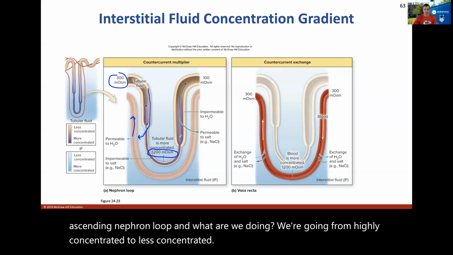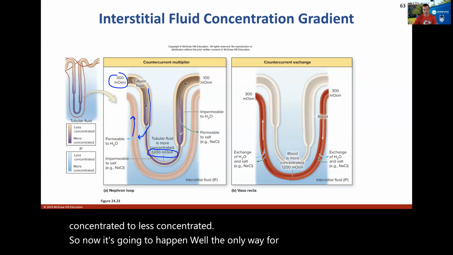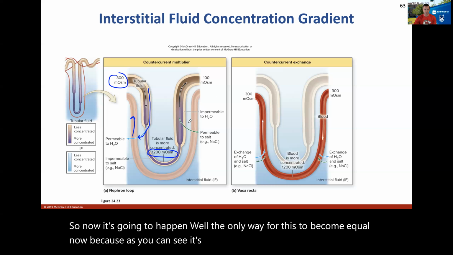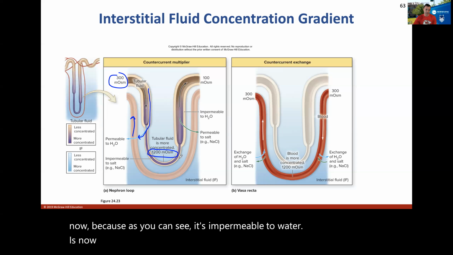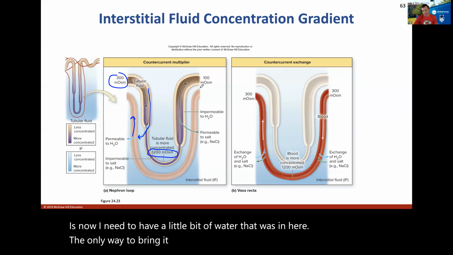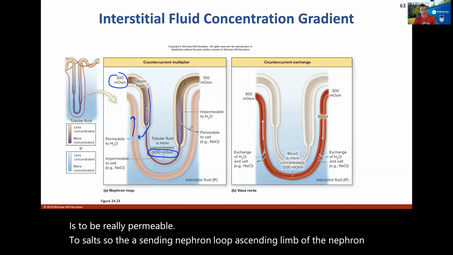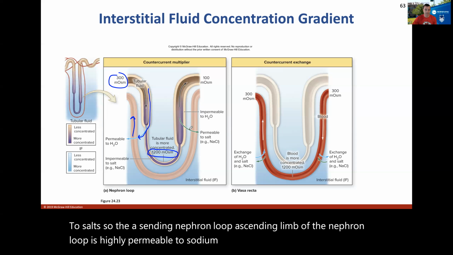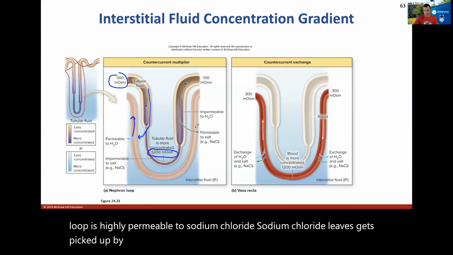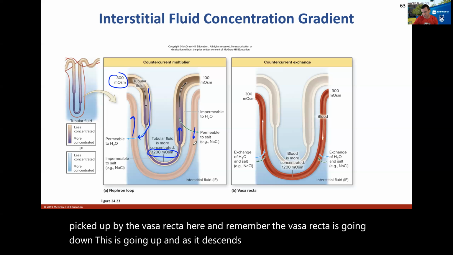So now what's going to happen? Well, the only way for this to become equal now, because as you can see, it's impermeable to water, is now I need to have the little bit of water that was in here. The only way to bring it back to around 300 milliosmoles, and it can get as low as 100 milliosmoles, is to be really permeable to salts. So the ascending limb of the nephron loop is highly permeable to sodium chloride. Sodium chloride leaves, gets picked up by the vasa recta here. And remember, the vasa recta is going down. This is going up. And as it descends back down, it becomes more concentrated.